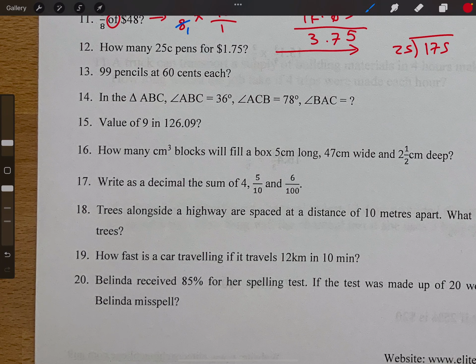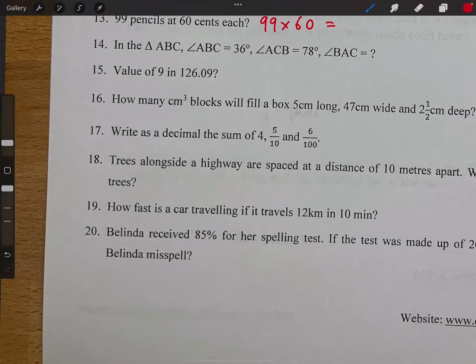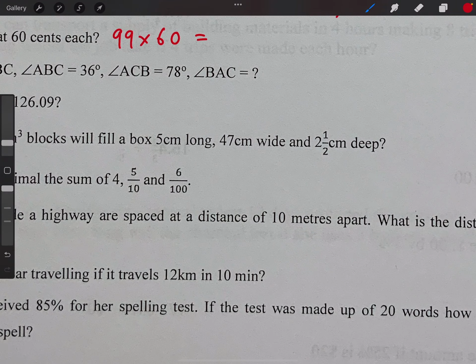Okay. Question 13. 99 pencils at 60 cents each. So that means you've got to work out what 99 times 60 is and work out the answer there. Question 14. In a triangle ABC, so here's your triangle ABC.